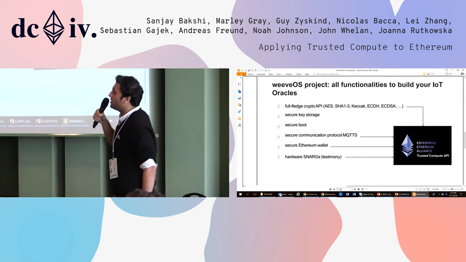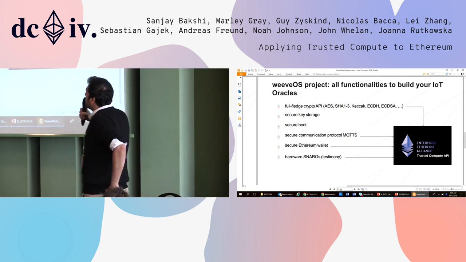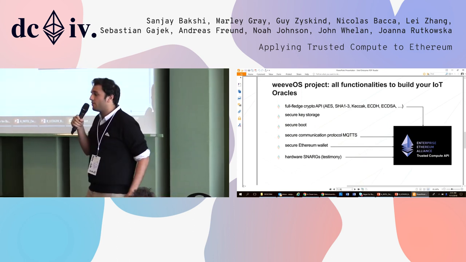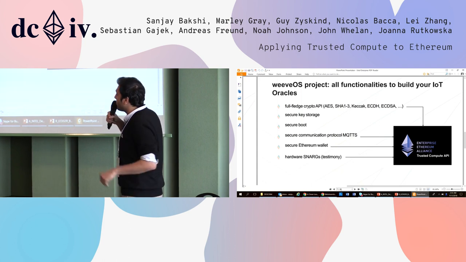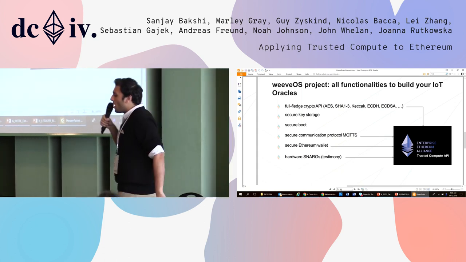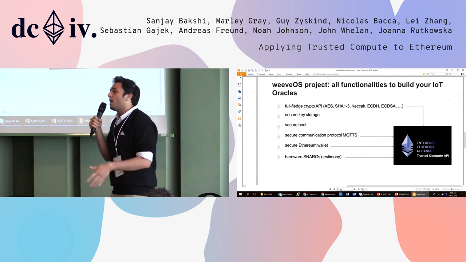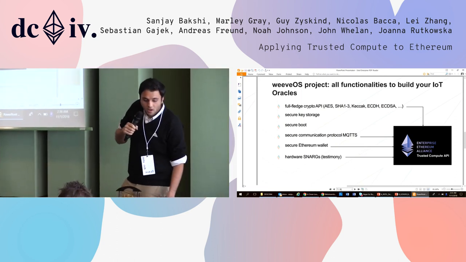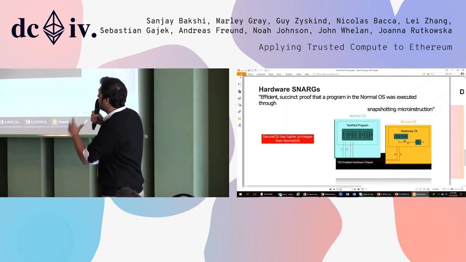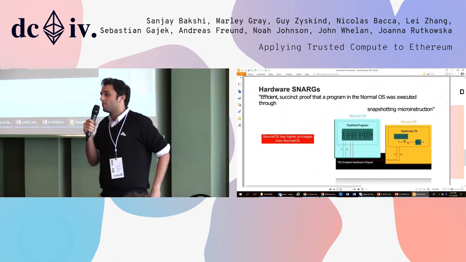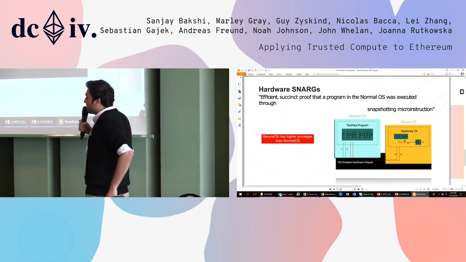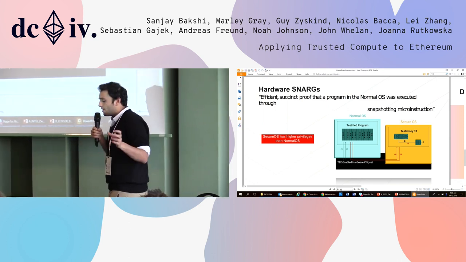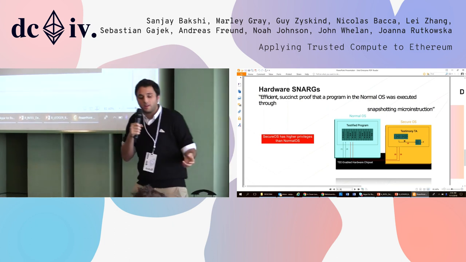Finally, the VivoS has some built-in functionalities: a crypto API, secure key storage, secure boot, and a communication protocol, MQTTS, which is the lightweight protocol I mentioned. Then the Ethereum wallet, an extension to allow these wallets to pay automatically once the data has been attested, and then of course the testimony. The testimony, in simple terms, is basically snapshotting microinstructions at regular intervals and telling the user which data came in and which is going out. If it's snapshotted at regular intervals, it can then be verified later on when it has to be verified.